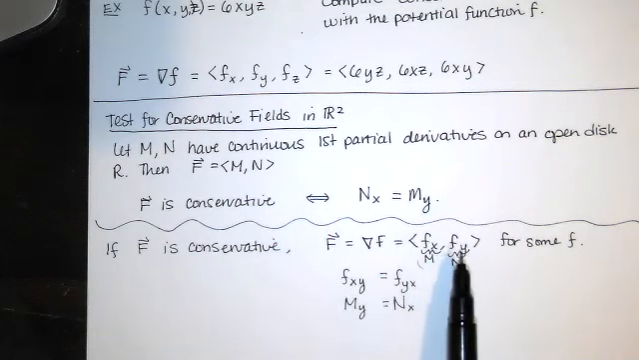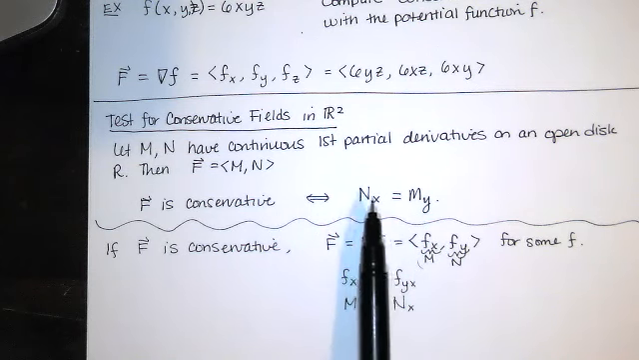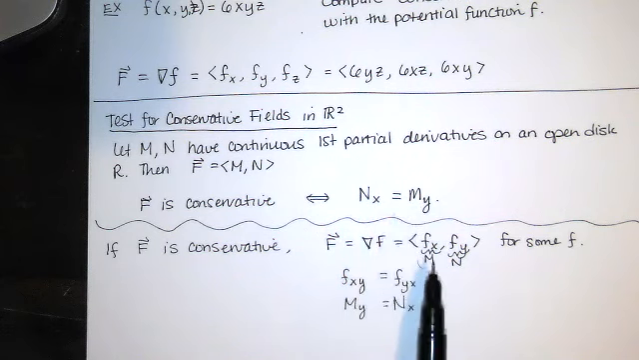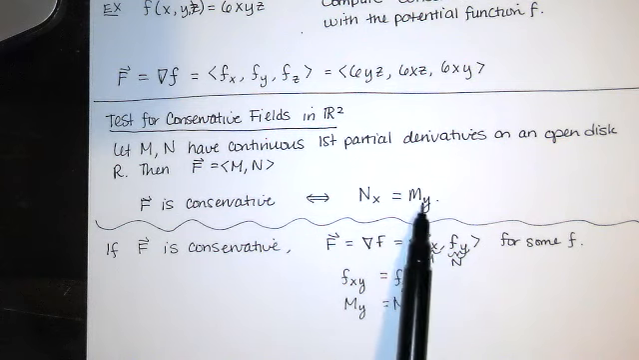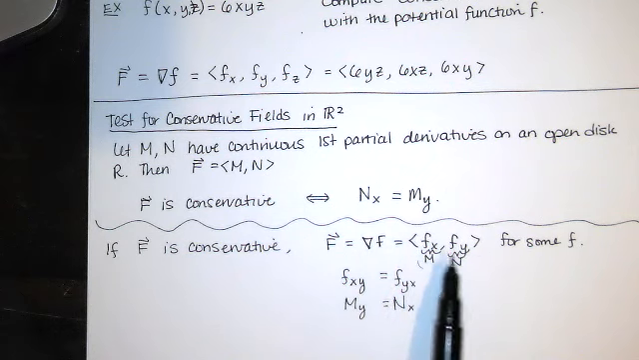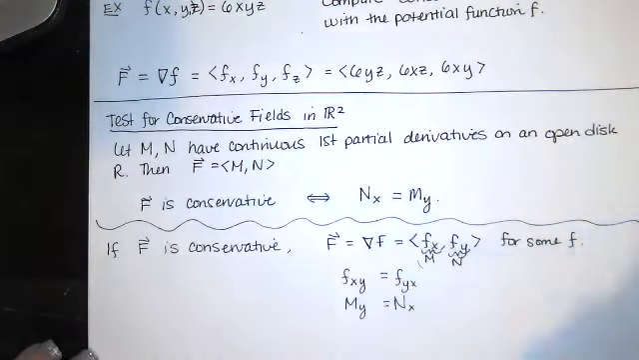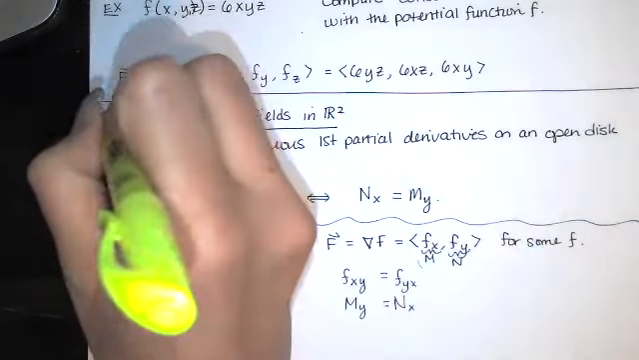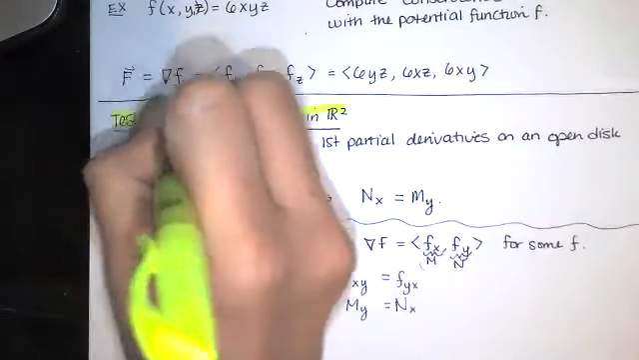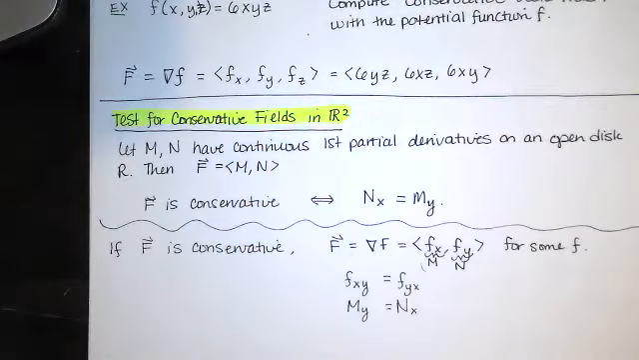We're just saying the mixed partials of little f are equal to each other. If that's true, if the partial of this function m with respect to y is equal to the partial of this function n with respect to x, then we're guaranteed that there's some function f of x, y out there that I can take the gradient of, and I can get that field back. So I think this is a common sense test. Notice that it is a test for fields in R2. You have a different test for fields in R3, which we'll talk about later.